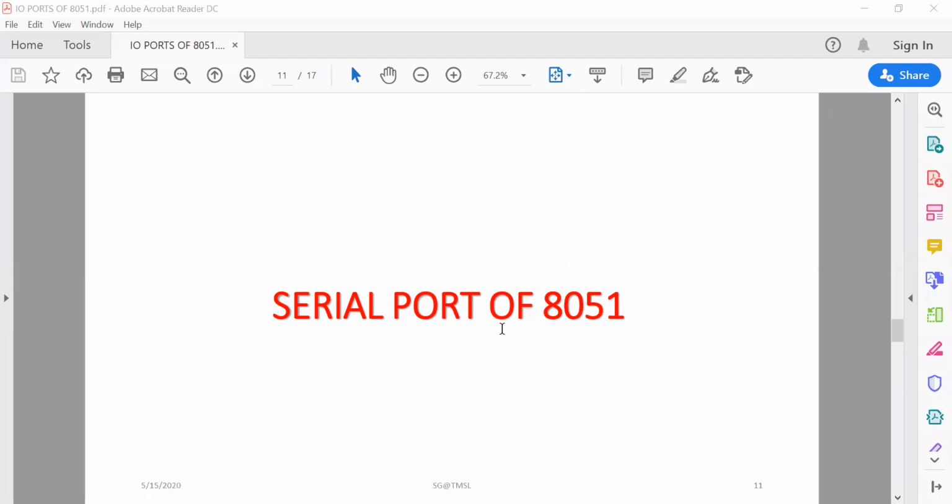Welcome to the second session, where we discuss serial communication techniques in 8051. There are serial ports by which serial data can be transmitted or received. In serial transmission, there are two ways to perform it: synchronous transmission and asynchronous transmission.